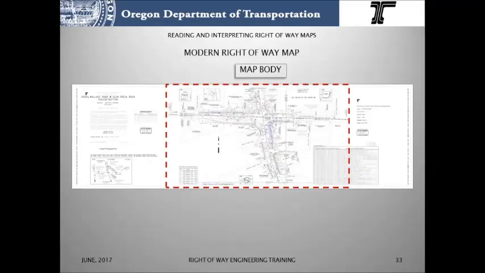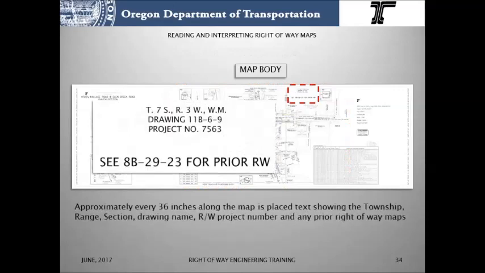Now, within the map body, up on the top, you're going to see, spaced about every 36 inches along the map, some text that shows the township and range and section, the drawing number, the right-of-way project number, and any prior right-of-way maps. That will be placed there about every 3 feet along the map as it is plotted.